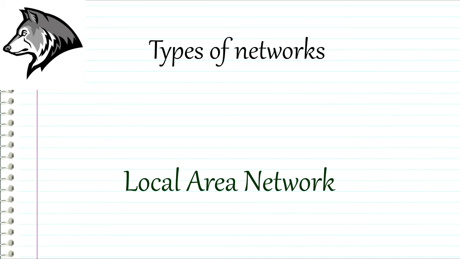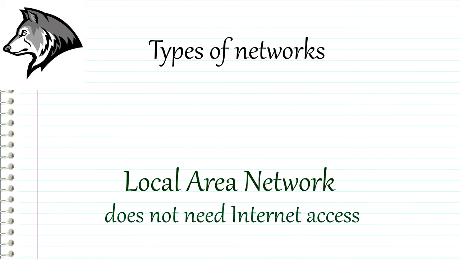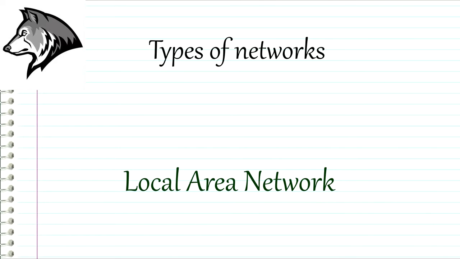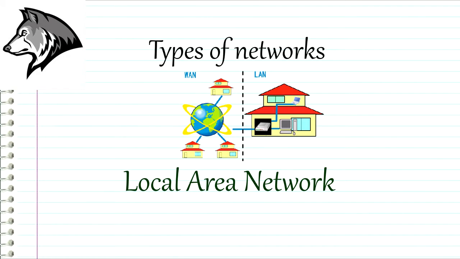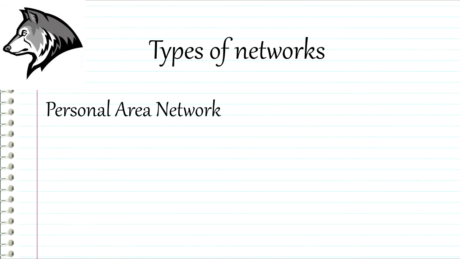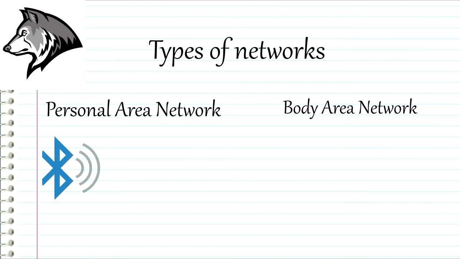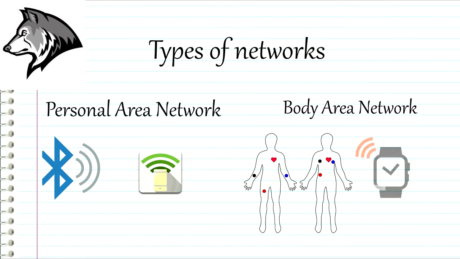Another thing you need to know is that a network doesn't need to have access to the internet. We can build our LAN inside a home just for file sharing. But if we do have it, then our LAN becomes a part of the WAN, the internet. There is also the personal area network, PAN, that covers a few meters maximum, and the body area network that covers even less. Personal area network is used with Bluetooth and hotspots. Body area network is used by body sensors and smartwatches.